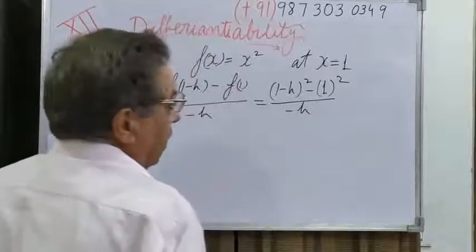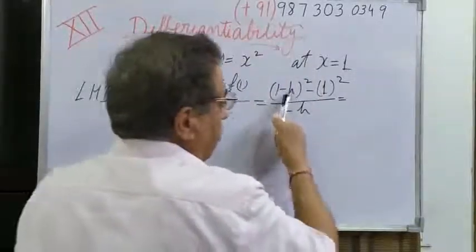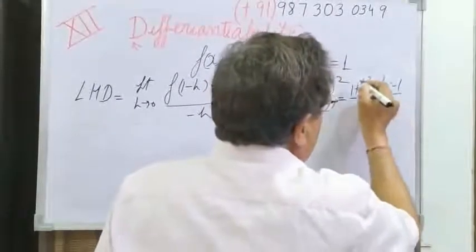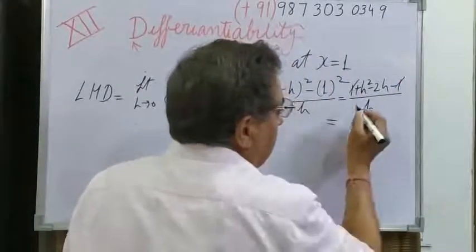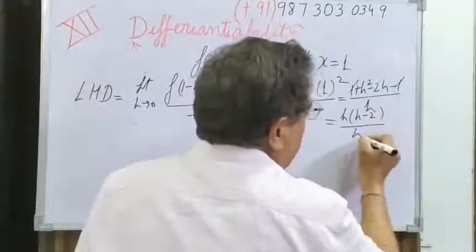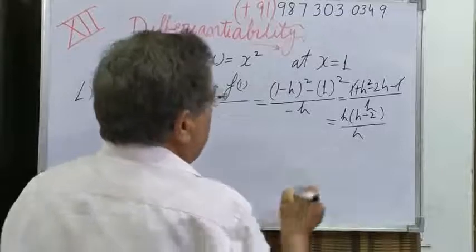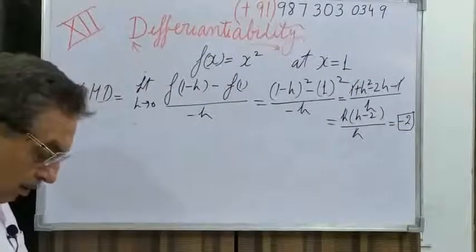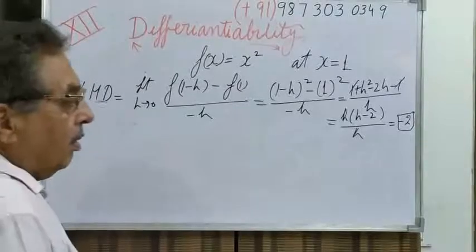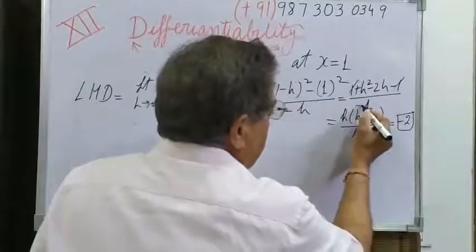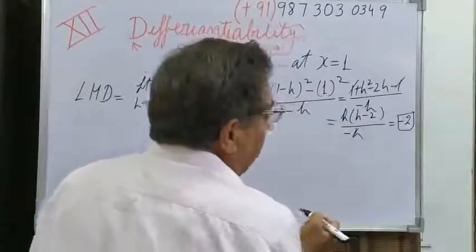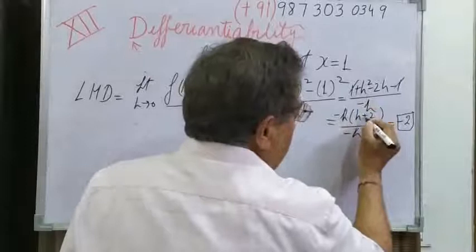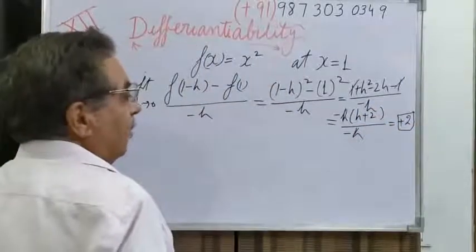The denominator is minus h. On simplification, a square plus b square minus 2ab, minus 1, divided by minus h. Sorry, one mistake we have made: it is minus h in the denominator. So h is taken common from the numerator, we have h minus 2, and the minus sign is taken out, so it becomes plus. So our left hand derivative comes to be 2.